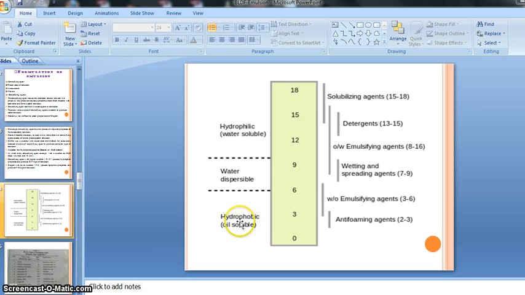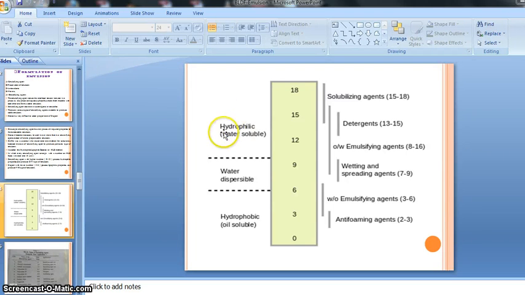Hydrophobic: phobia means fear. Phobia is a Greek word meaning fear, right? So in hydrophobic, the substances fear the water, meaning they do not dissolve, attract or absorb water. Such substances are called oil soluble, or hydrophobic substances. Now hydrophilic means the substance which attracts water, absorbs water, or is soluble in water, right?